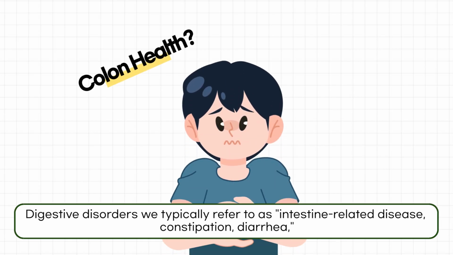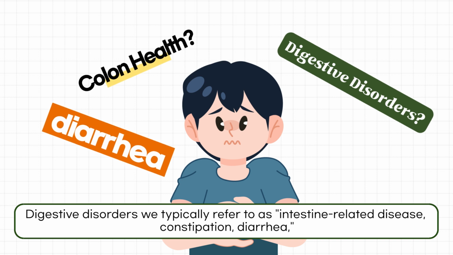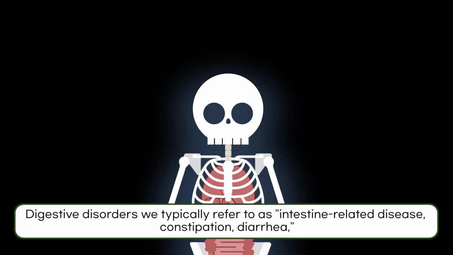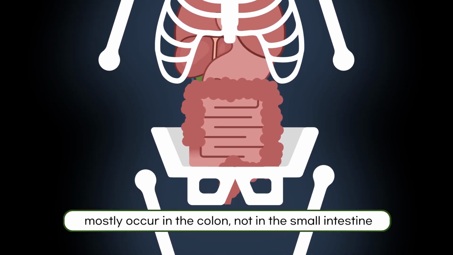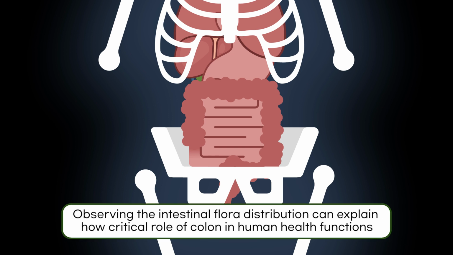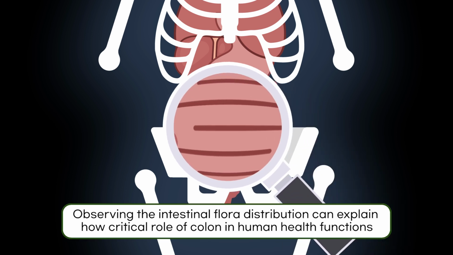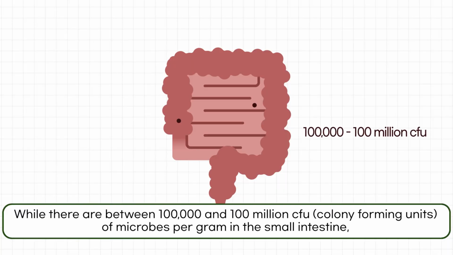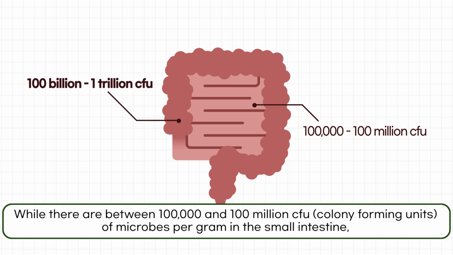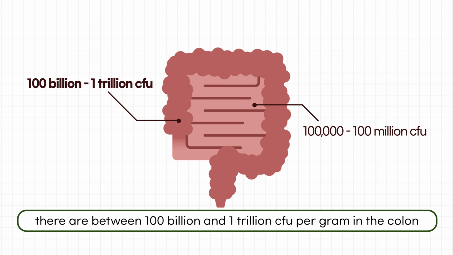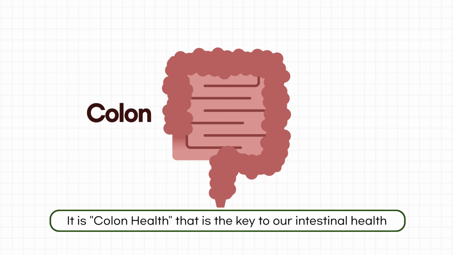Digestive disorders we typically refer to as intestine-related disease, constipation, diarrhea, mostly occur in the colon, not in the small intestine. Observing the intestinal flora distribution can explain the critical role of the colon in human health. While there are between 100,000 and 100 million CFU of microbes per gram in the small intestine, there are between 100 billion and 1 trillion CFU per gram in the colon. It is colon health that is the key to our intestinal health.